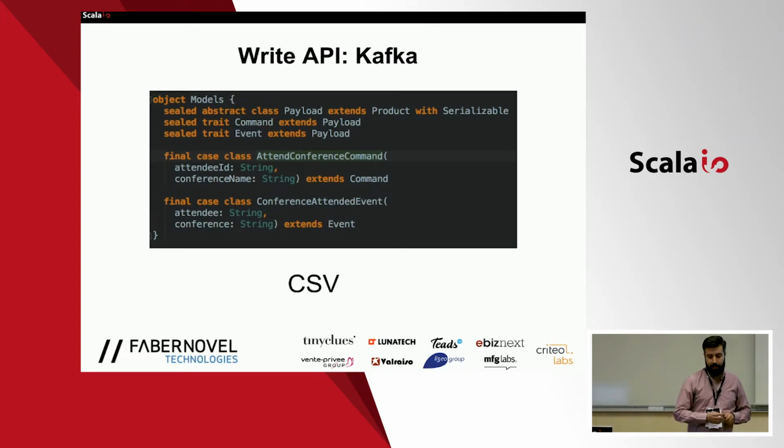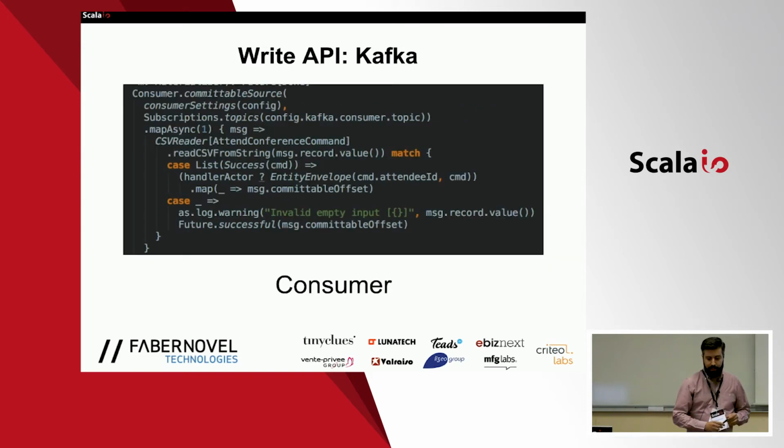So for the Kafka API, or the write API, we are using this API. We are exposing a command and an event. An event is just the representation of the response or the side effect that has been produced by that command. We have an ADT, to be able to handle different types of commands. At this moment, we only have one, but imagine we have more than one.